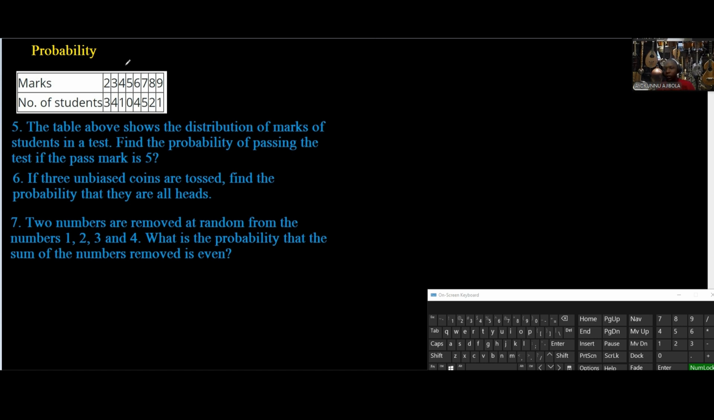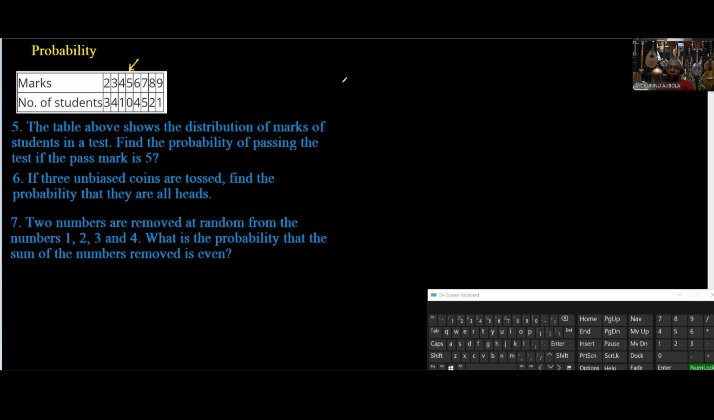So if the pass mark is 5, we have 5 here. Then we have the people that score 5 and above. Zero students scored 5, so nobody scored 5. But 4 students scored 6, 5 students scored 7, 2 students scored 8, and 1 student scored 9. So that is what we are going to use for our number of required outcomes.